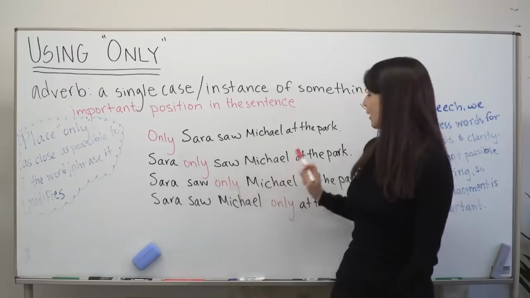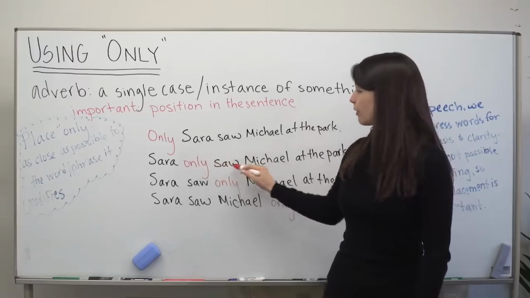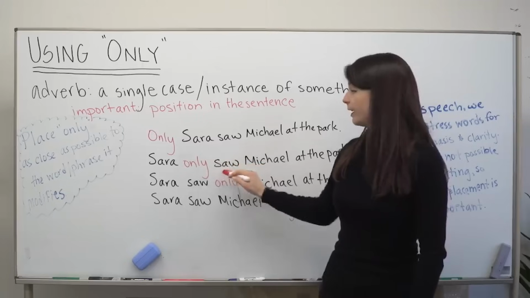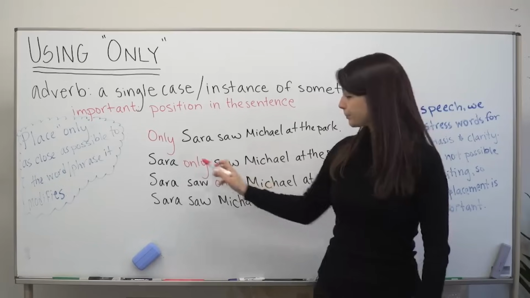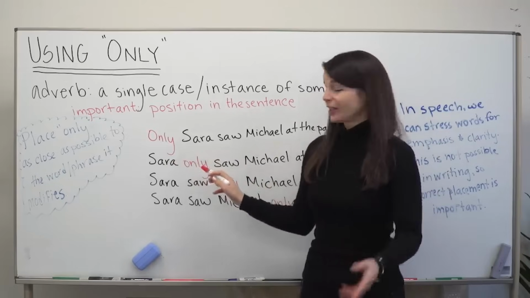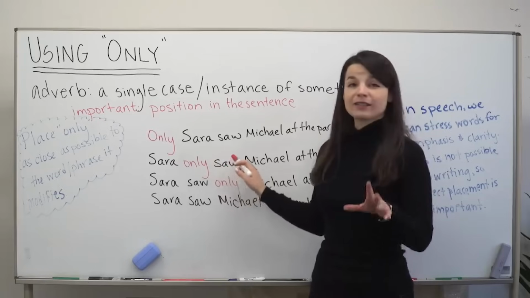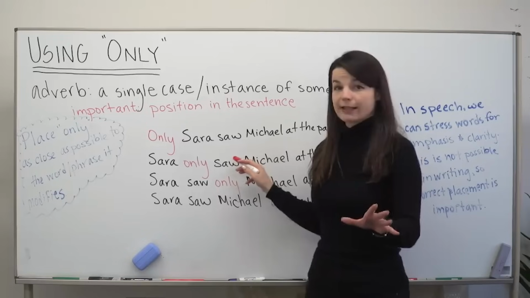Sarah only saw Michael at the park. So here, only is coming before the word saw. So in this case, it's modifying this verb, saw. This sentence, therefore, means that the only thing Sarah did, her only action, was to see. She only saw Michael at the park, meaning no other actions happened.